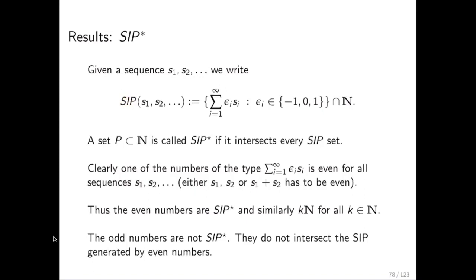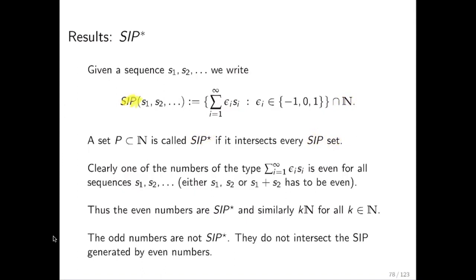So it's a very simple object. You look at a sequence S1, S2, S3, S4, and so on and so forth, and you look at all sums and differences that you can form using this set, and then you intersect it with the positive integers. So you have a sequence, you look at all ways of adding and subtracting numbers from the sequence. Whatever you get is my SIP set. A set is SIP star if it intersects every SIP set.